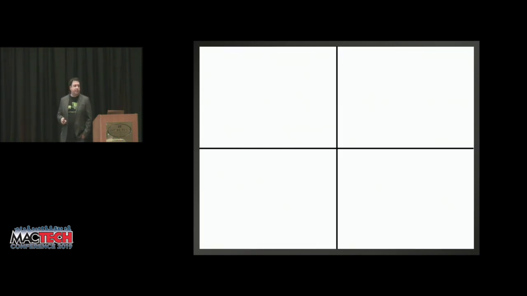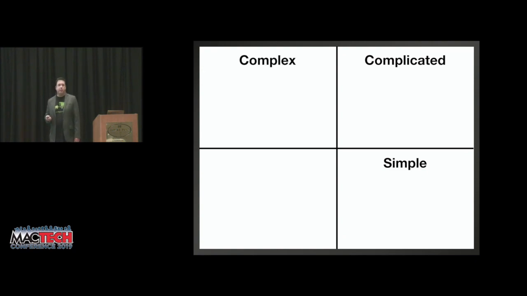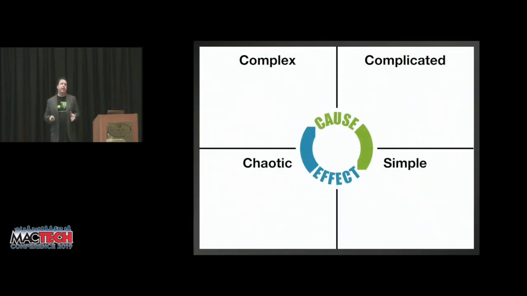So let's draw this concept out and define some general things. We'll start off by saying that any problem can be broken down into one of 4 types. We have simple problems, complicated problems, complex problems, and chaotic problems. And these are grouped by how we perceive the relationship between cause and effect.